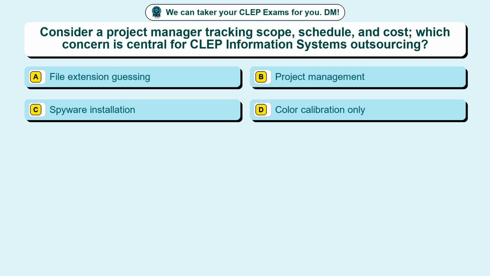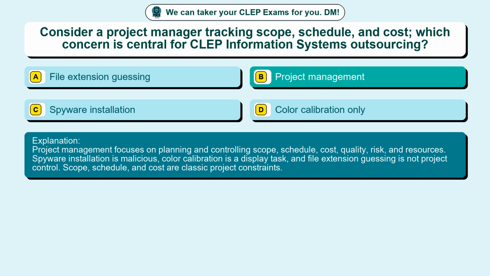Question 20. Consider a project manager tracking scope, schedule, and cost. Which concern is central for CLEP Information Systems outsourcing? Option A. File extension guessing. Option B. Project management. Option C. Spyware installation. Option D. Color calibration only. The correct answer is option B. Project management. Project management focuses on planning and controlling scope, schedule, cost, quality, risk, and resources. Spyware installation is malicious, color calibration is a display task, and file extension guessing is not project control. Scope, schedule, and cost are classic project constraints.